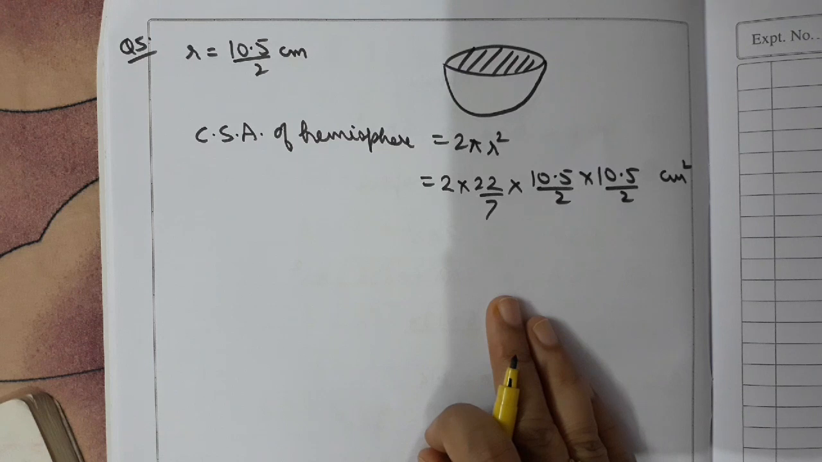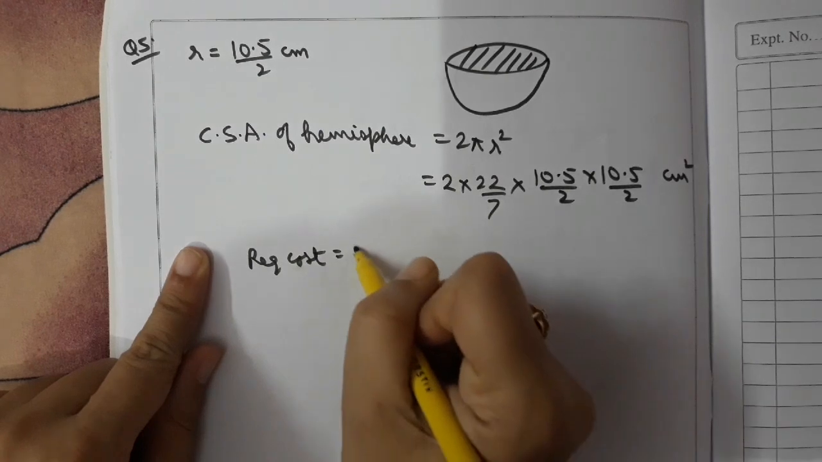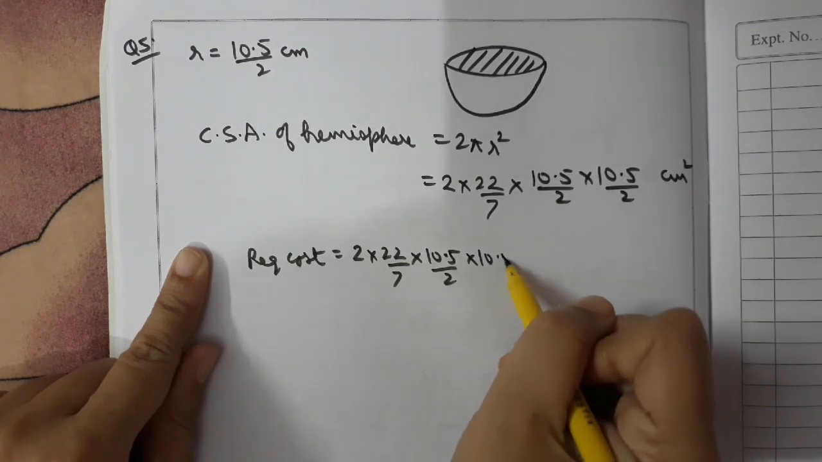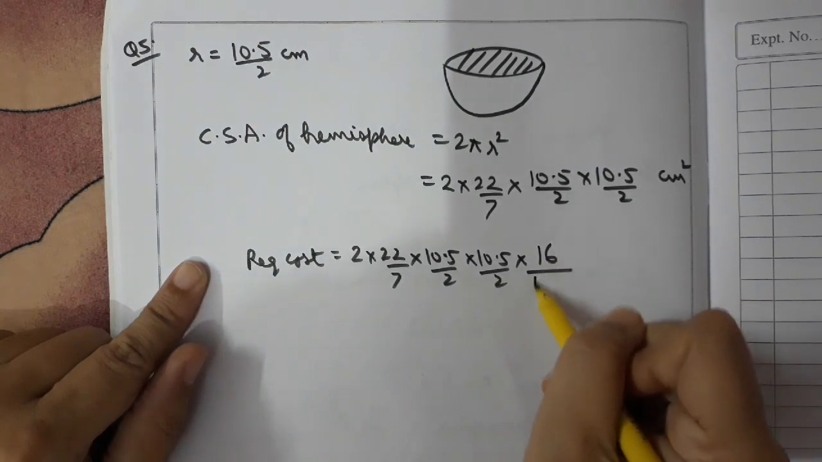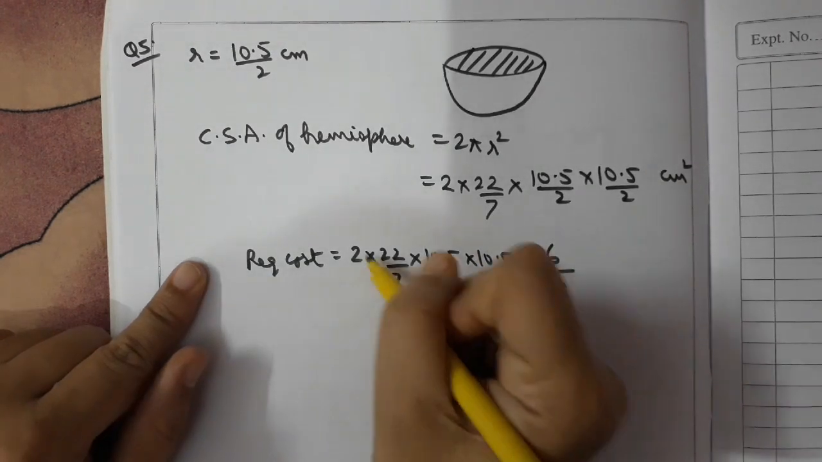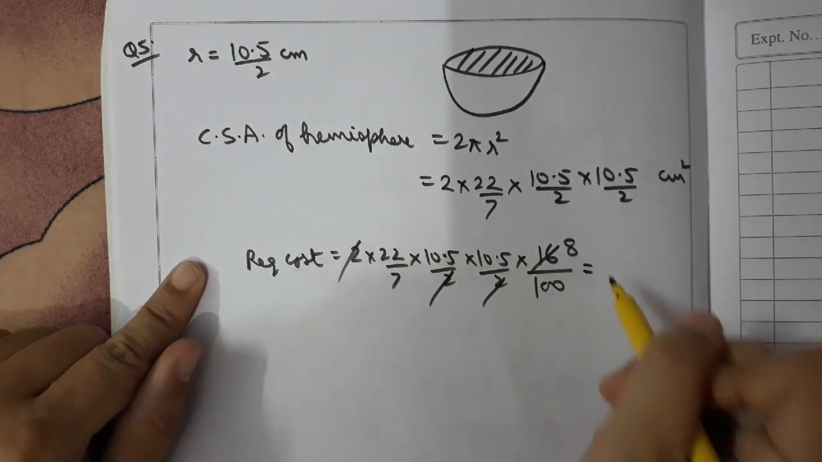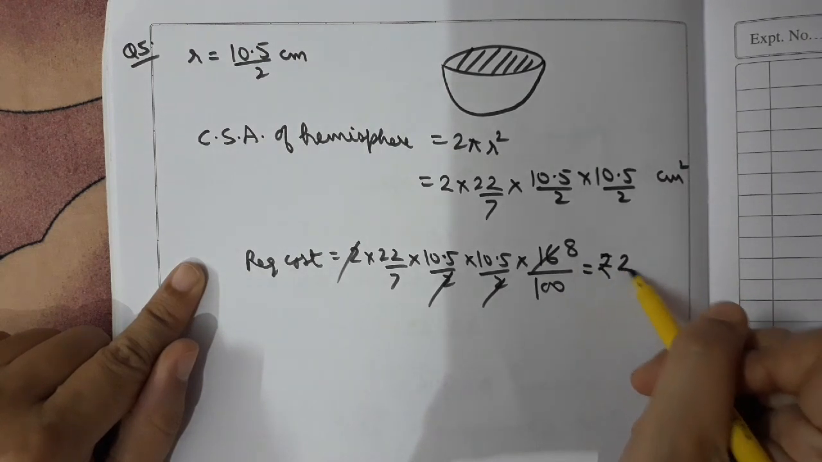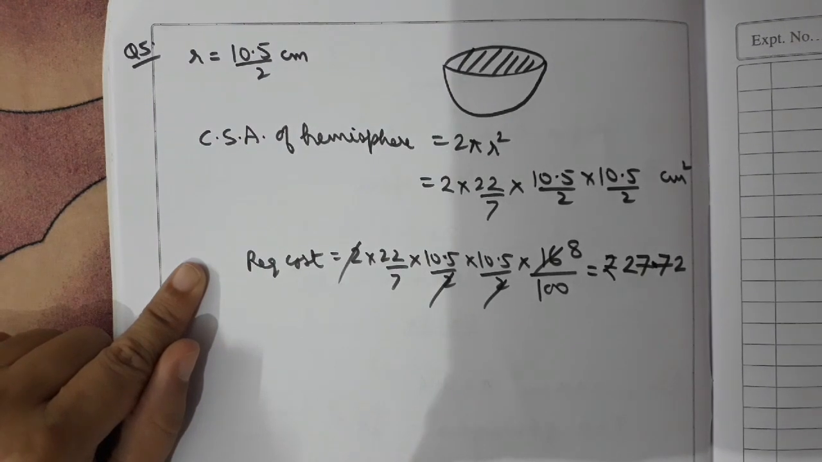Now we have to find out the cost of tin plating. So the required cost would be this curved surface area, and we multiply this with the rate which is given to us. The rate given to us is rupees 16 per 100 centimeters square. So now we do the calculations. 2 and 2 get cancelled, and then simplify this. Do the calculations. So the cost comes out to be rupees 27.72. This is the required cost.